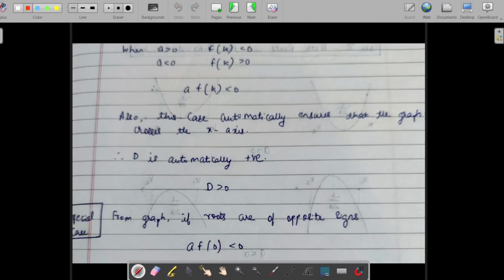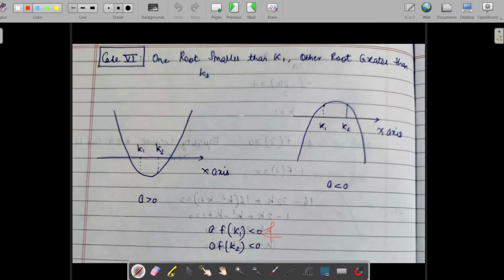So as I explained in my previous video, in the third case, the condition that D greater than 0 or D equal to 0 automatically takes care of itself. Similarly, in this sixth case, you have finally only these two conditions for one root to be smaller than k1 and the other root to be greater than k2. So in this way we have covered all the 6 cases.